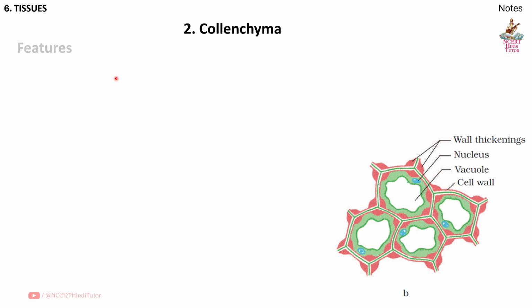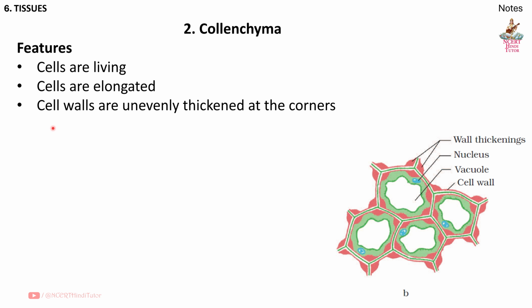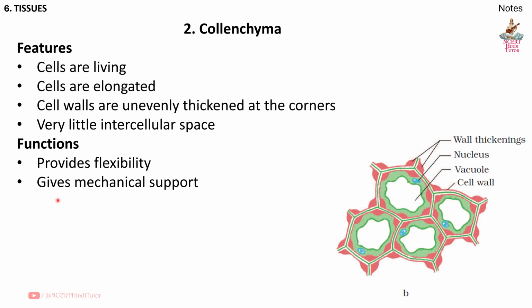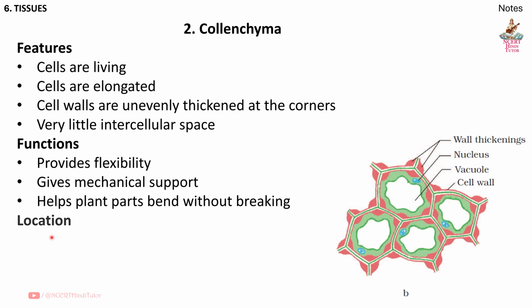Second, Collenchyma. Features: cells are living, cells are elongated, cell walls are unevenly thickened at the corners, very little intercellular space. Functions: provides flexibility, gives mechanical support, helps plant parts bend without breaking. Location: leaf stalks, below the epidermis of stems. So friends, this is the diagram of Collenchyma. This is wall thickenings, this is the nucleus, this is vacuole, and this is cell wall.